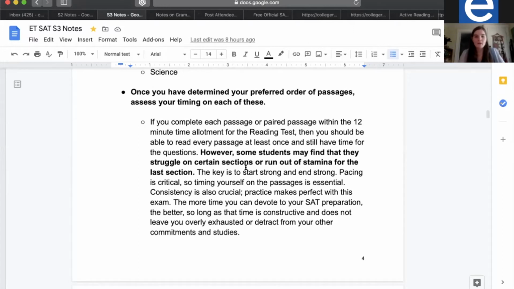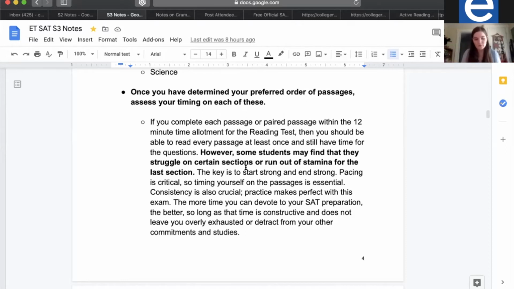Okay, great. Once you've determined your preferred order of passages, I want you to assess your timing on each of these. Timing is critical on this exam. I want you to complete each passage or paired passage within the 12-minute time allotment for the reading test, okay? So for every single passage, you have a timer and you have a watch. You're going to be monitoring the watch to gauge your overall time. And for the section, which you have, I believe, 65 minutes for the reading test in the whole, you have 12 minutes per passage.